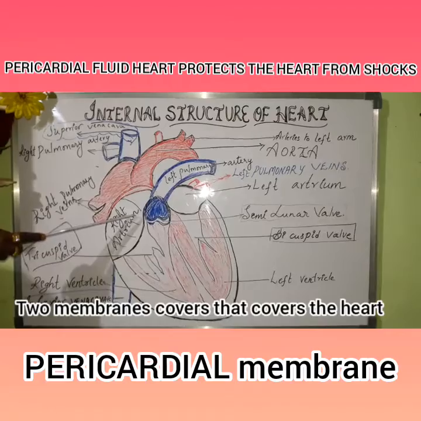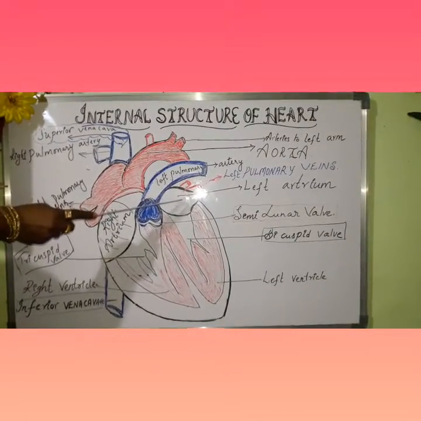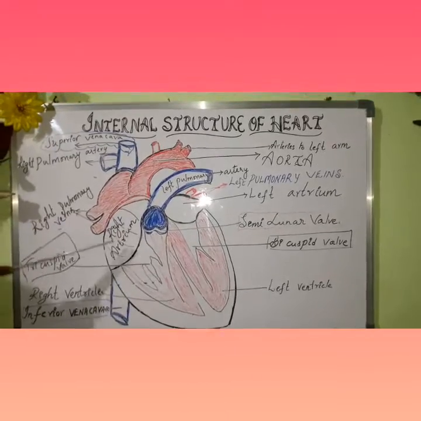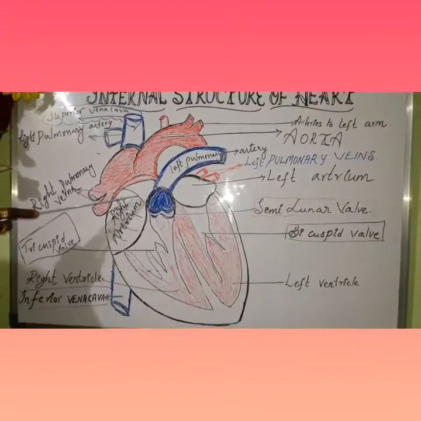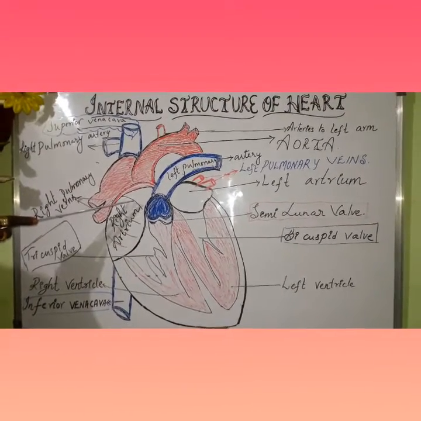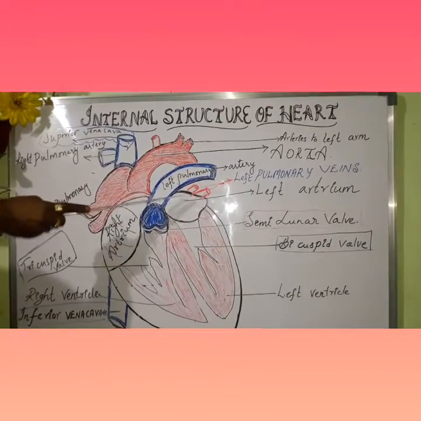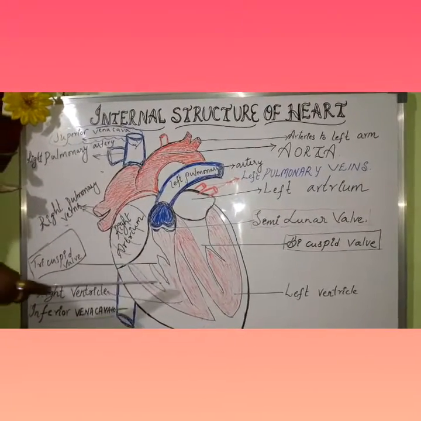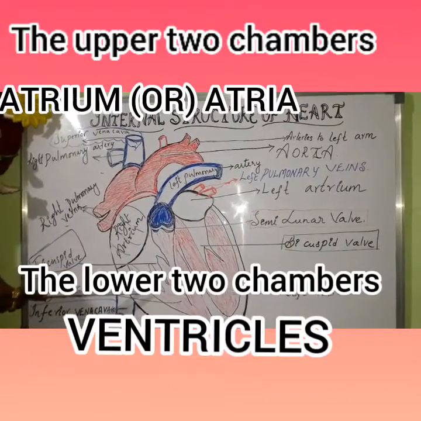The heart is divided into four parts externally by grooves. The upper two parts, that means the upper anterior ones, are called auricles or atria. The lower two are called ventricles.